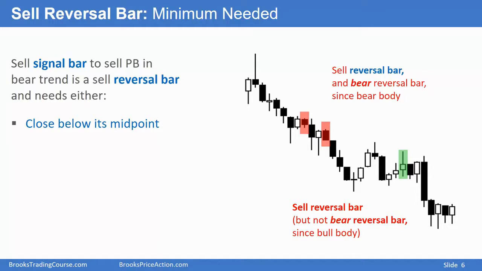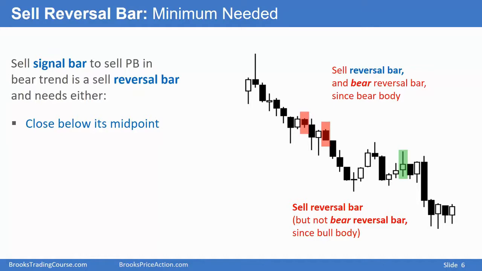That's unlike this. We're still in a bear trend. Now we have a double top bear flag. So it's a double top in a bear trend. So it's a double top bear flag. But it has a bull body. However, it closed below the midpoint or around the midpoint. And therefore, it's a reversal bar.